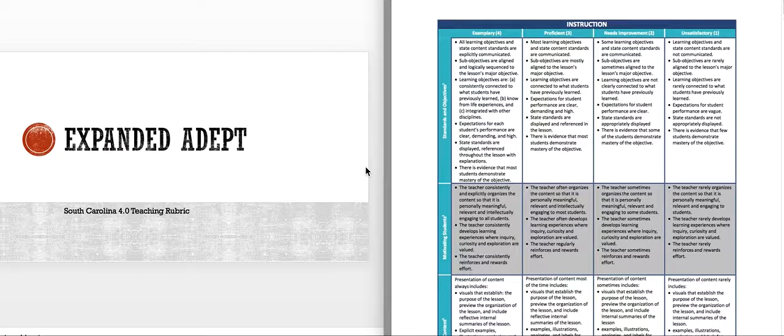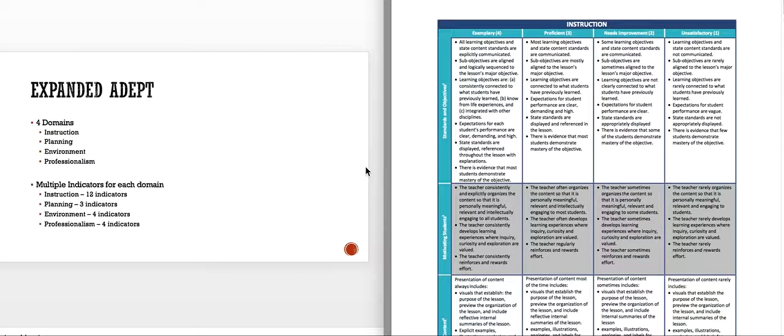This video is going to talk you through Expanded ADEPT using the new South Carolina 4.0 teaching rubric. The Expanded ADEPT follows 4 major domains that you'll be evaluated on when you are teaching. These domains include instruction, planning, environment, and professionalism. Each domain then has multiple indicators. Instruction has 12 different indicators that you will be assessed on. Planning has 3, environment has 4, and professionalism has 4.